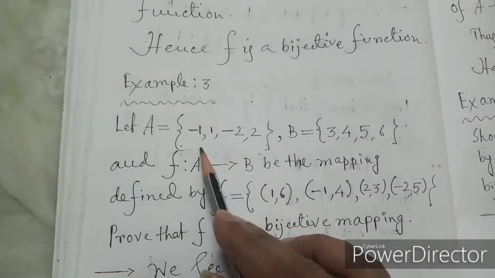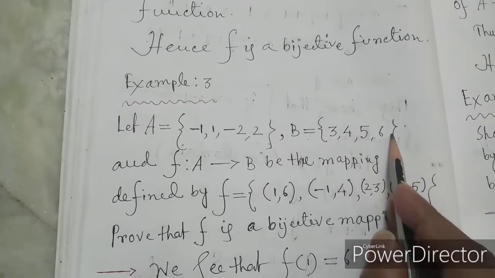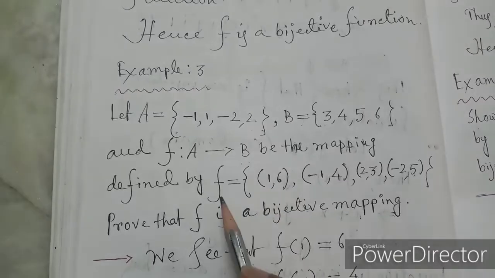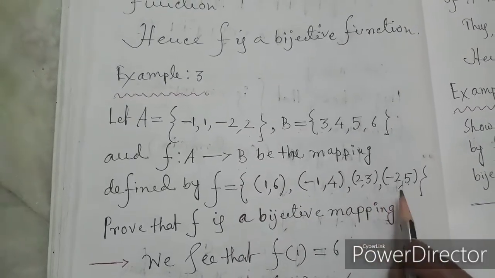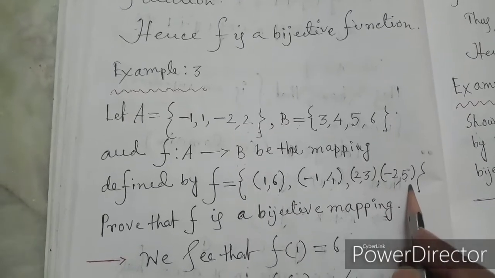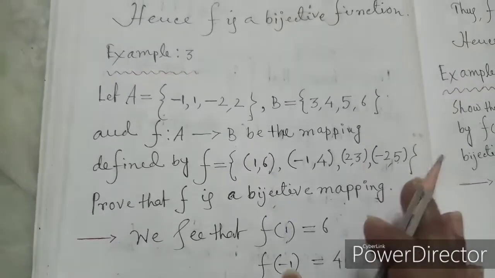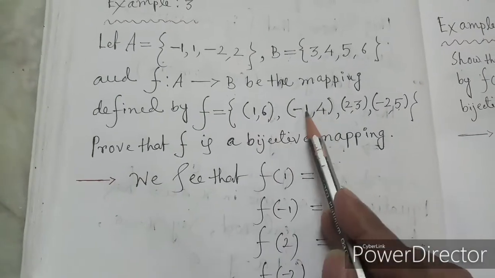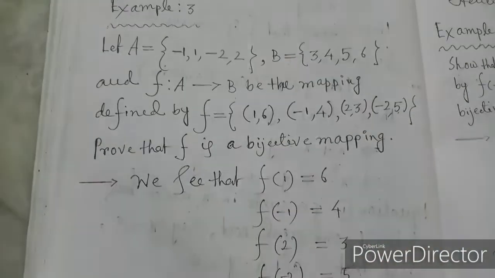So now problem example number 3. Let A equal to {-1, 1, -2, 2} and B equal to {3, 4, 5, 6}, and let f from A to B be the mapping defined by f equal to {(1, 6), (-1, 4), (2, 3), (-2, 5)}. Prove that f is a bijective mapping. How to prove it? This is a good sum, very good sum. How to solve it? Look at that. The first element is the domain and the second element is the range. We know that from class 11.